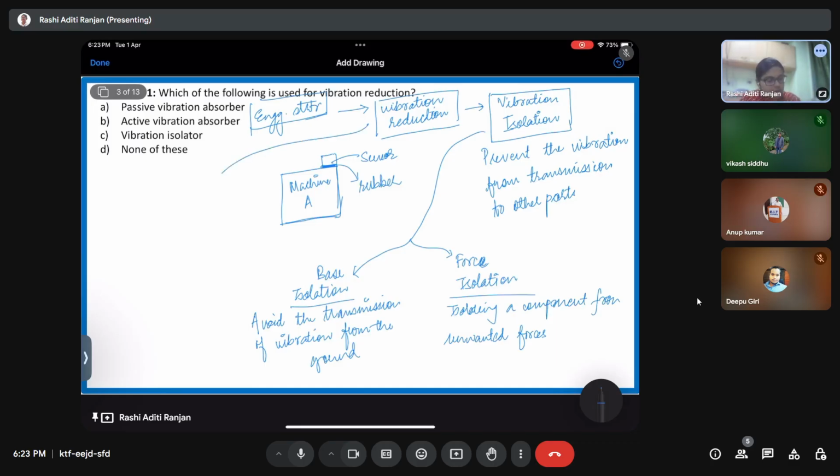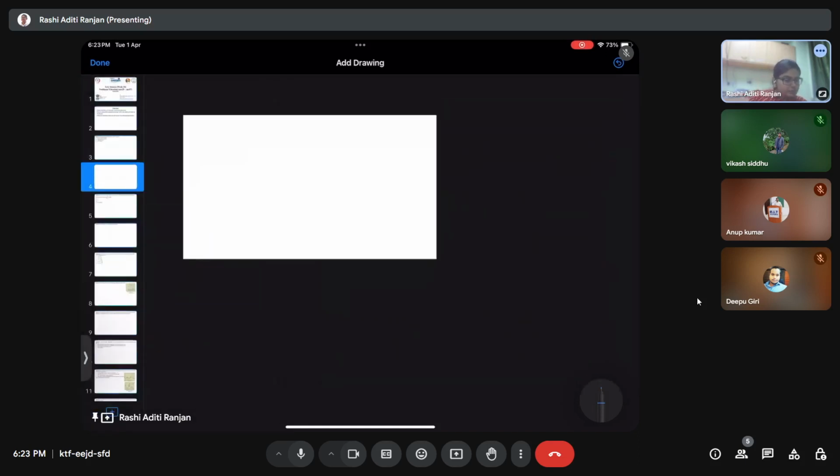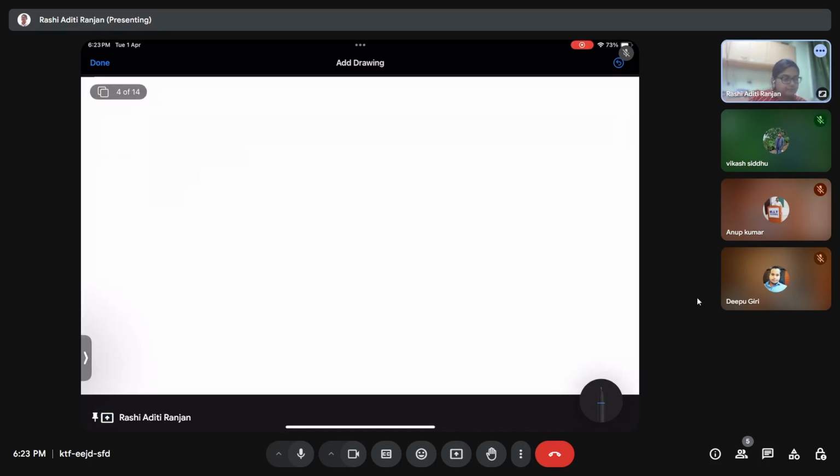Now for the vibration reduction, there is another method which is vibration absorption. So we take a new slide, and here we will talk about first what is vibration absorption.